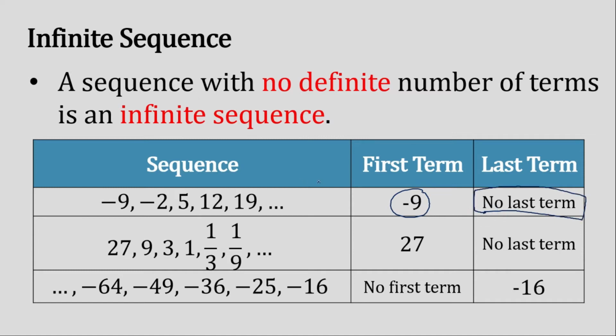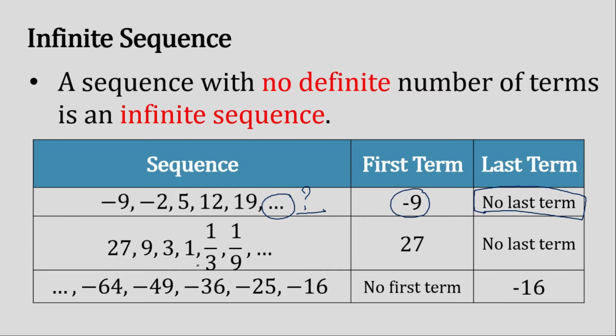So how can I say that it has no last term? Why isn't 19 the last term? Because of this symbol. The ellipsis tells us that the sequence continues and it doesn't have a last term.